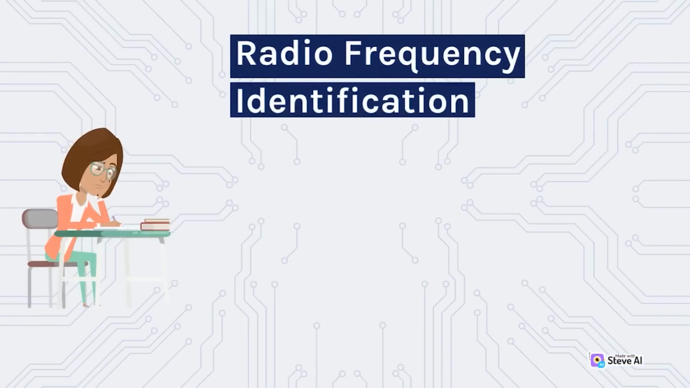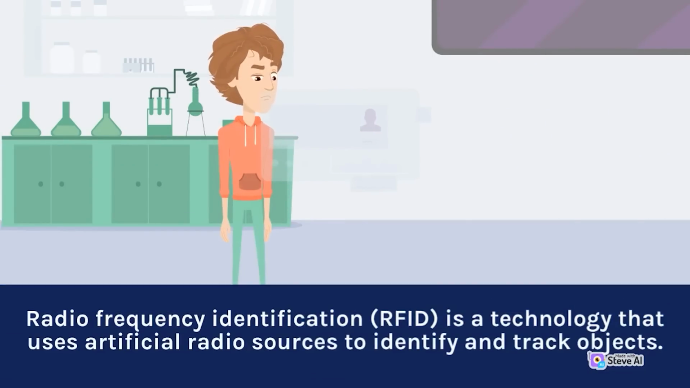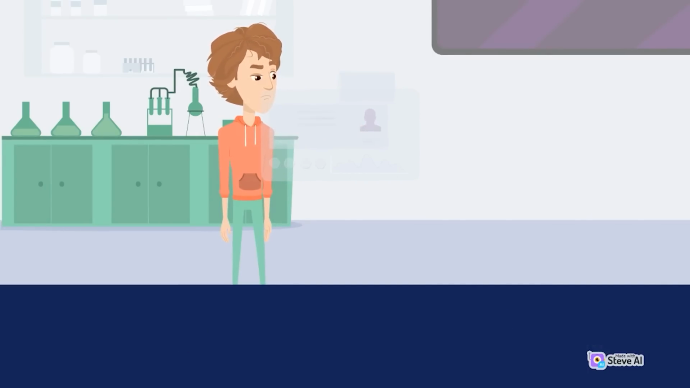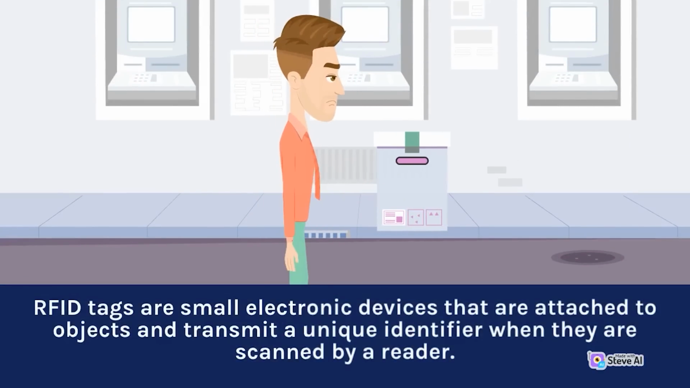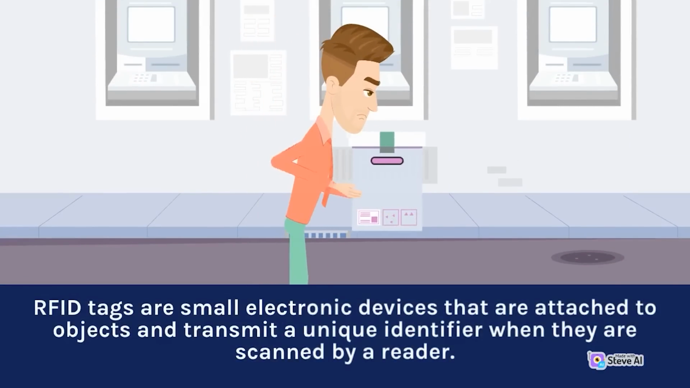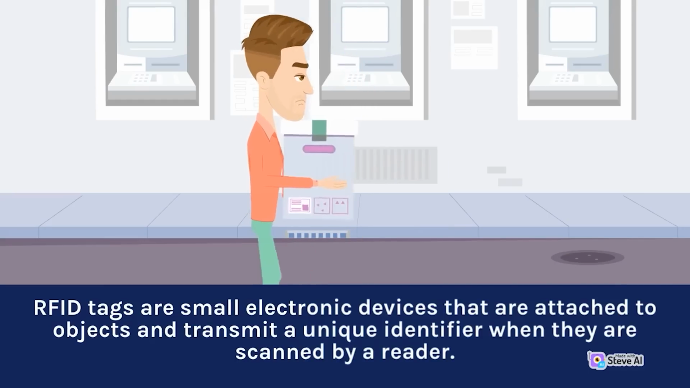Radio frequency identification. Radio frequency identification (RFID) is a technology that uses artificial radio sources to identify and track objects. RFID tags are small electronic devices that are attached to objects and transmit a unique identifier when they are scanned by a reader.